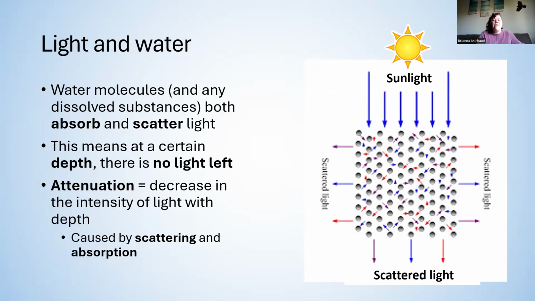It's completely dark. And that is because water molecules, as well as anything that's dissolved in the water, both absorb and scatter the light. And we call that process attenuation. That's just a decrease in the intensity of light with depth. So what light attenuation means is just as you go from the surface deeper and deeper, you get dimmer and dimmer in terms of light. There's less and less light. So that's light attenuation. And again, it's because of the absorption and scattering.